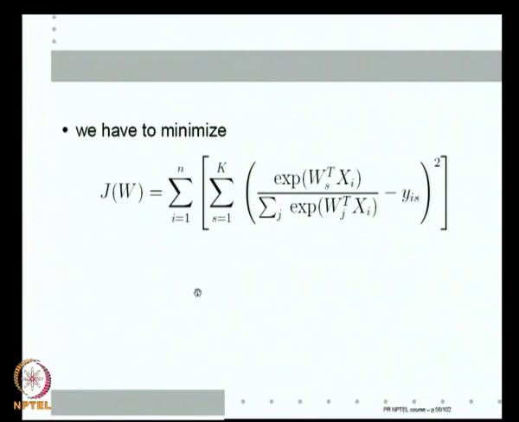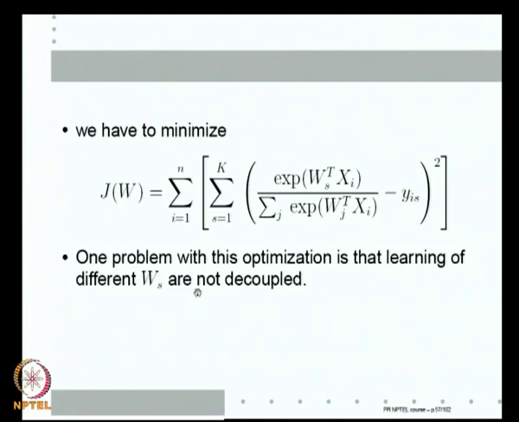This is what we want to minimize. The main problem with this optimization is that learning of different Ws are not decoupled. See, earlier, in the least squares case of learning vector valued functions, even though I am learning many vectors W, each has its own targets and the learning of different Ws are completely decoupled. So, it is just a question of running k or m number of different simple linear least squares regression problems. But now it is not that, because this function has all the Ws mixed inside.